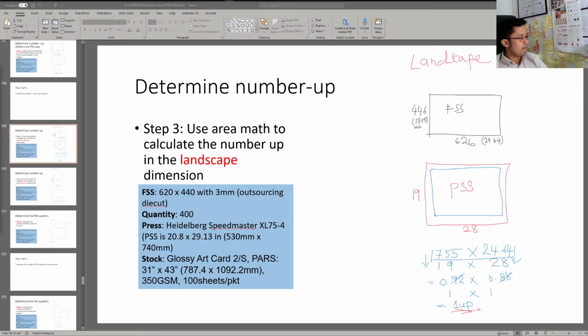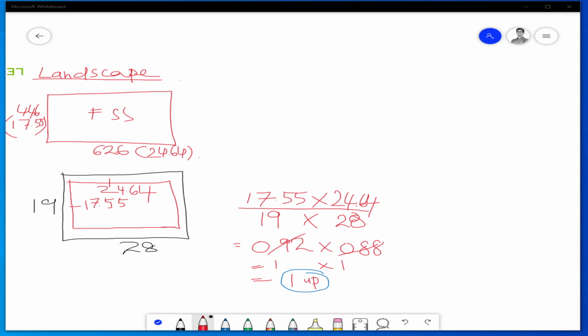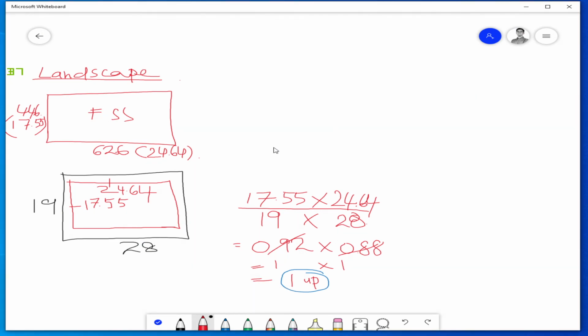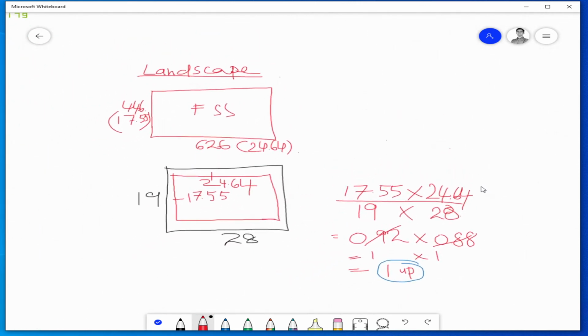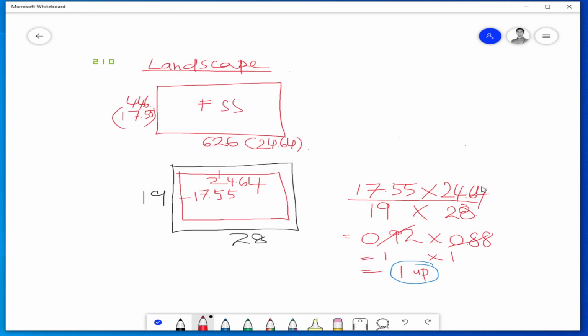Yang mana? Yang up. Ini nak menentukan up. Ayo, macam mana? 17 dengan 24. Yang ni job saya. 24 ni daripada 446 kali 626.